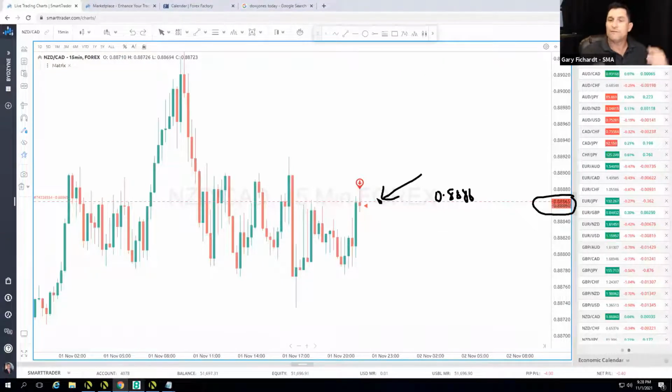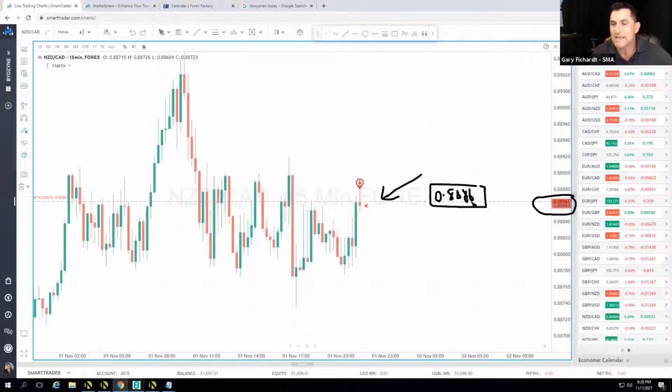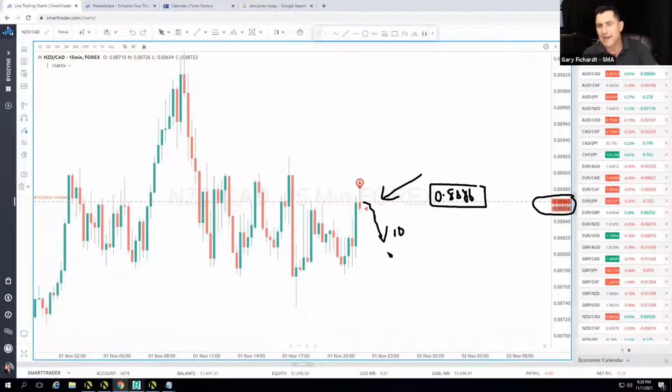Now, if you enter based on the first signal, and the first signal says that it was at 88.86, as long as you're trading at the first signal, and remember, it's got to be at that signal or better. It can't be that the market's gone down 10 pips already. If it's already sold off 10 pips right here, you should not be entering that. Then you should stand aside.